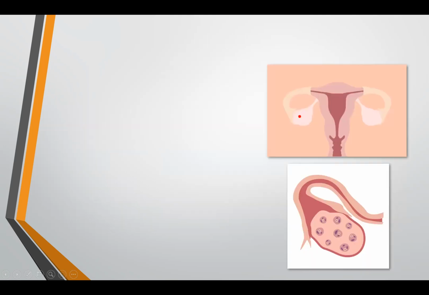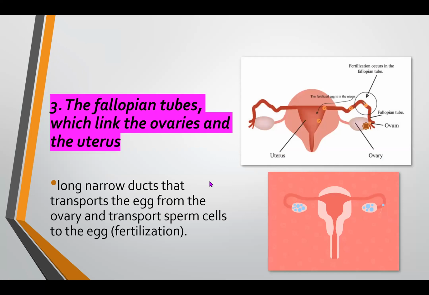Number 3, the fallopian tubes. Fallopian tubes. Okay, very good. We already talked about the uterus and the ovary. Now let's talk about the tubes. These are the tubes we have on the right and on the left.